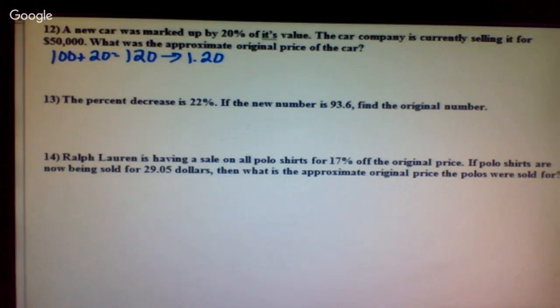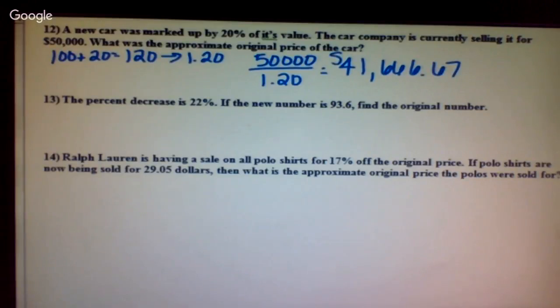So we're going backwards. We need to divide this time. They give us the price we're paying now. They want to know what the original price was. So you would take 50,000 and divide it by 1.20 instead of multiplying. $41,666.67.